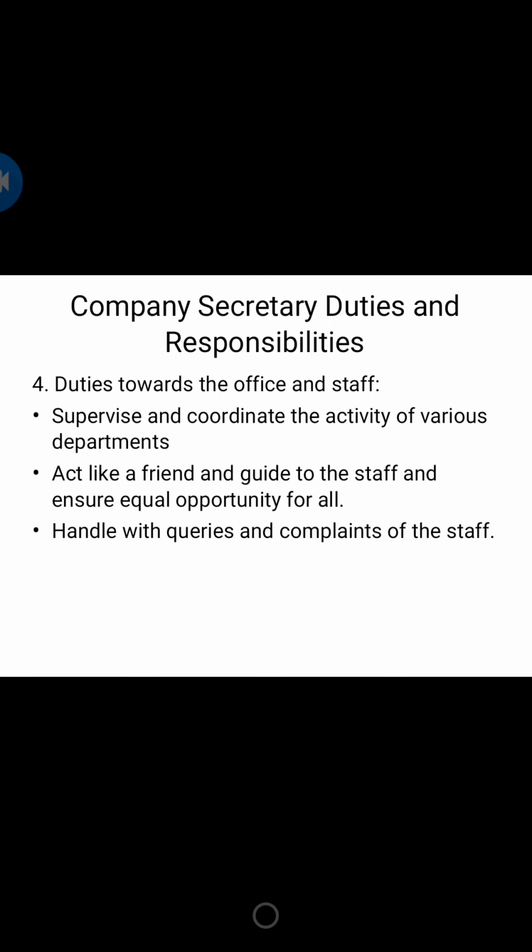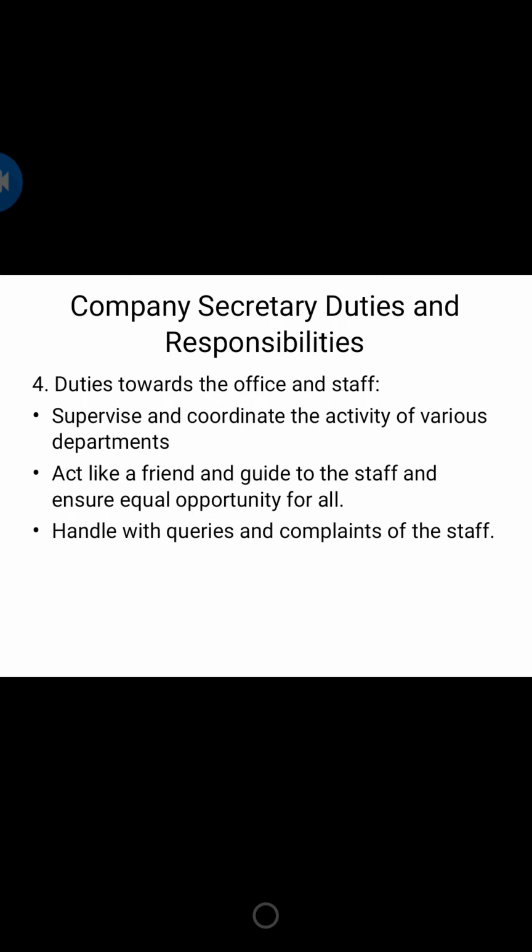The next is duties towards the office and staff. Supervise and coordinate the activities of various departments, whichever departments come under him. He is going to supervise and coordinate, as we have studied in the rights: supervise, direct and control. So he is going to supervise and coordinate the activities of various departments.